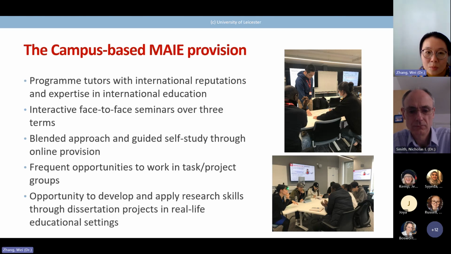For the campus-based MA International Education provisions, we're showing you a couple of images demonstrating how students are actually working as a group. The top one is showing their independent studies, and the bottom one is showing that they work closely with a colleague from the English language teaching unit for some preparatory work. I'll leave you to read through the rich opportunities for them to expose themselves to a blended working approach or self-guided study, group working, and the opportunities for them to develop and apply their research skills through a group project or independent personal dissertation project.